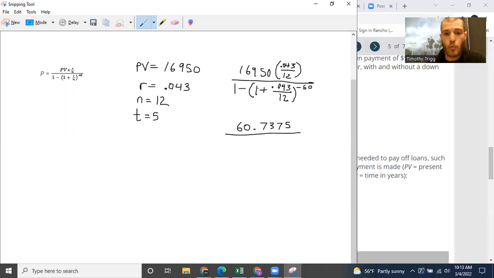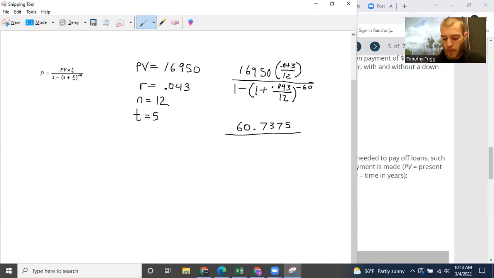In the denominator, let's work out this parentheses first. So 0.043 divided by 12 plus 1. Okay, so in this parentheses, I got 1.00358. Hopefully you got the same thing. And then we're going to do to the exponent of negative 60. So the power of negative 60. Okay. Hopefully you got 0.80685. And then we want to do 1 minus that.